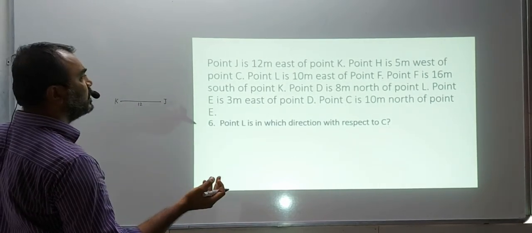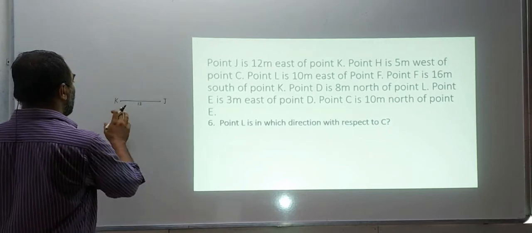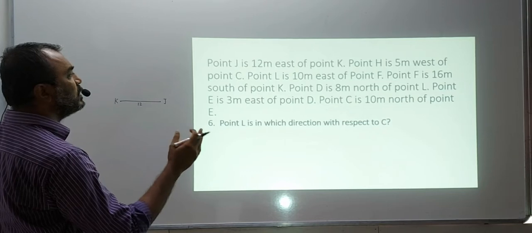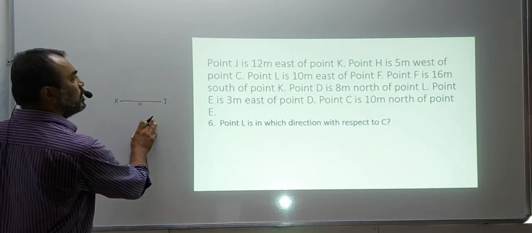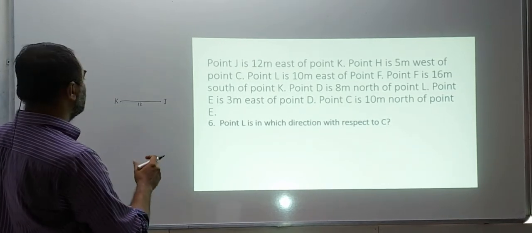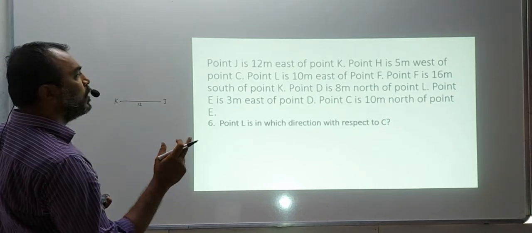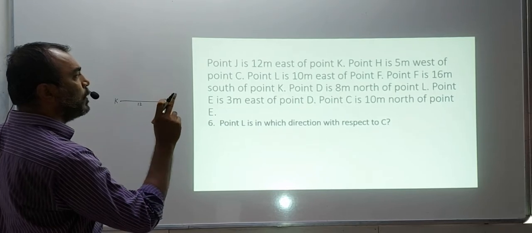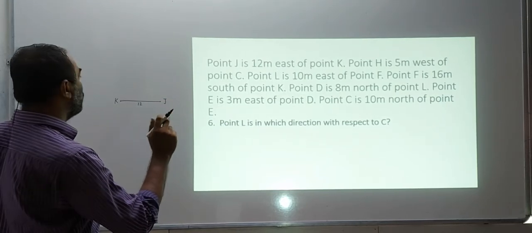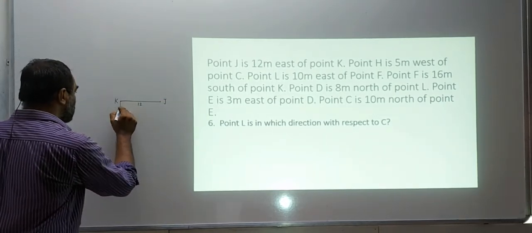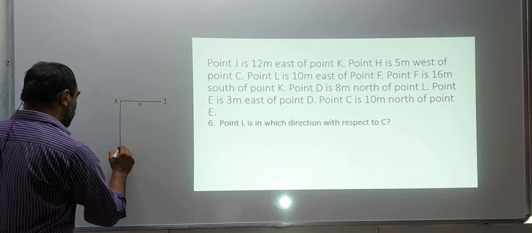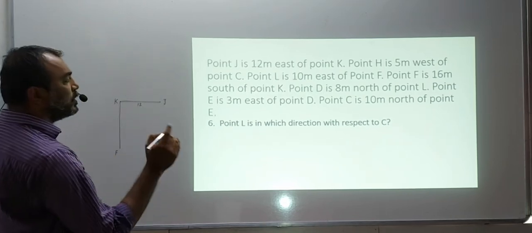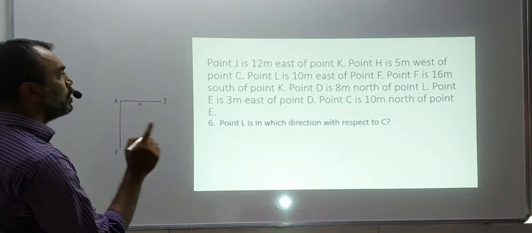Now point H is mentioned, west of point C, but I do not have a point C to find point H. Point L is 10 meter east of point F. I don't have L and I can't find F. So the order is not there. Point F is 16 meters south of point K. So I have got a reference here. If I go 16 meter south of point K, I get the point F. So here the data is not in order. You have to place it in order.